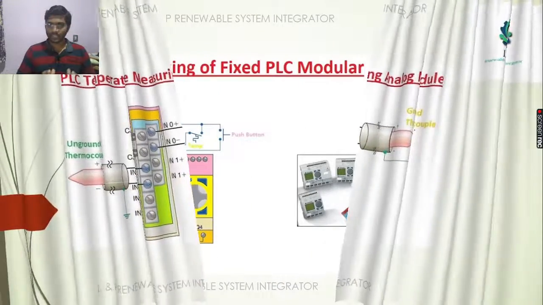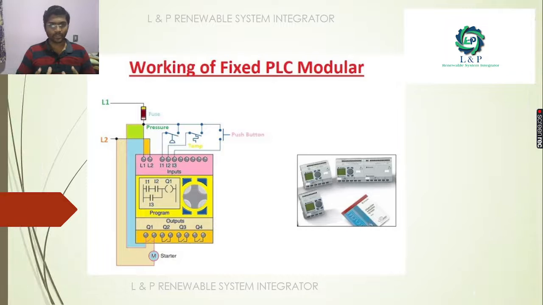As we saw earlier, we saw some of the input devices and output devices, right? So how will they get connected with the fixed type PLC, because we saw the modular type. Now we are trying to see how it will get connected with the PLC. See here, the program is already there. The pressure switch, temperature switch, and the push buttons are all input devices, which are connected on the input side. For the controller to work, we have line and neutral connections, and on the output side, we have only the motor.